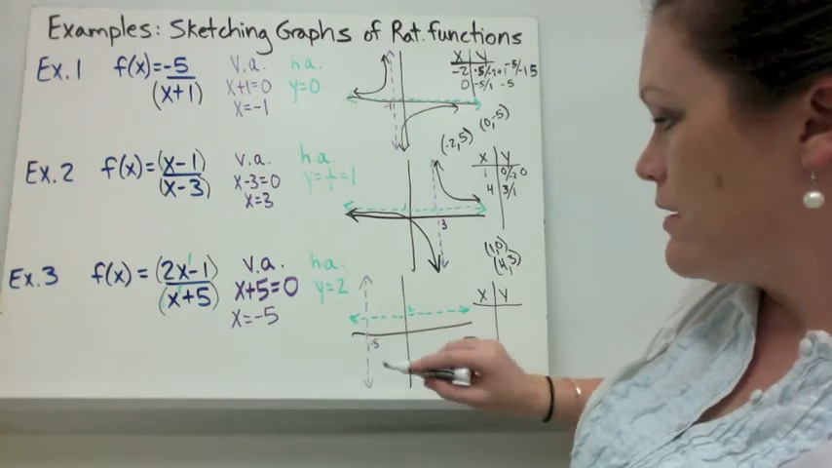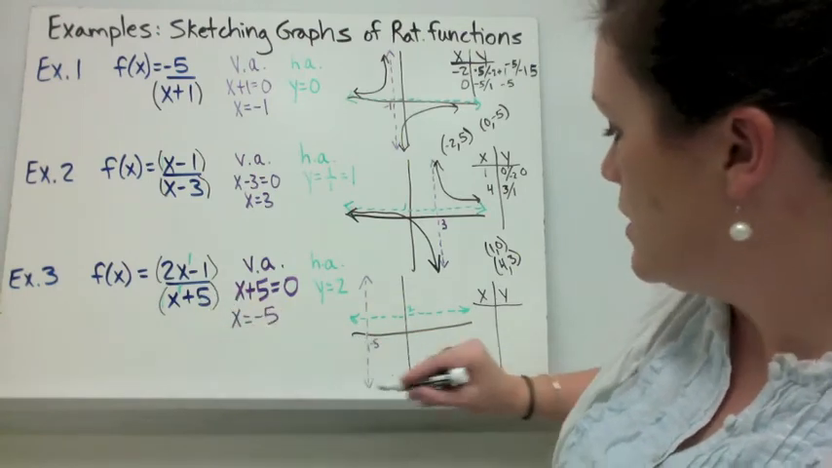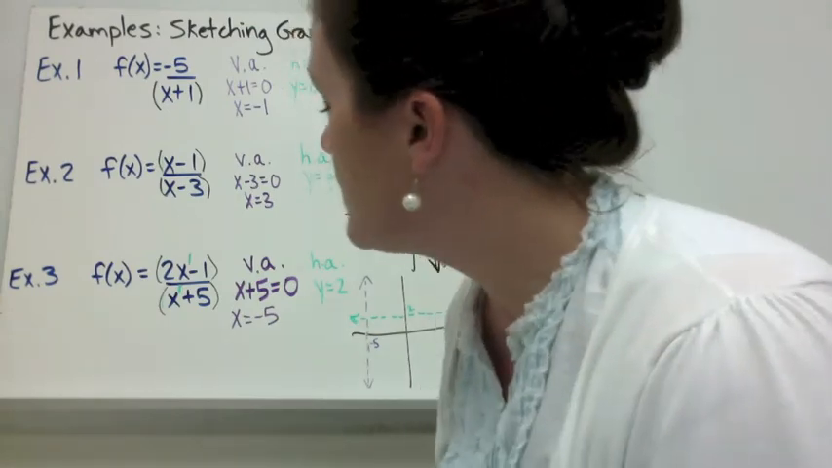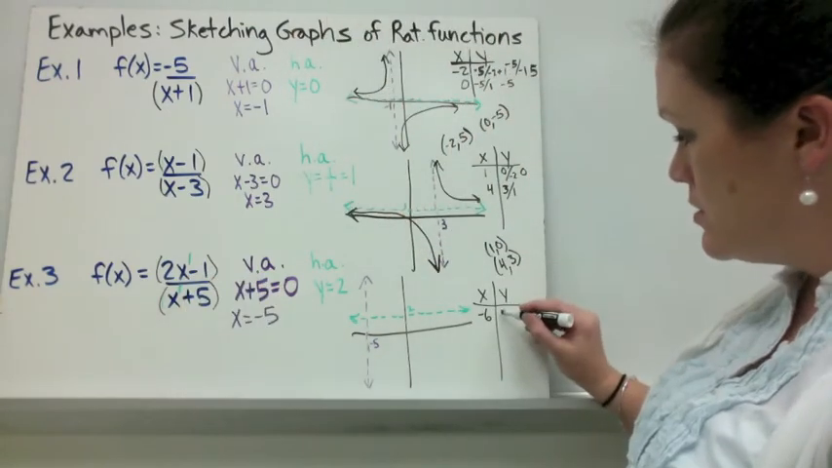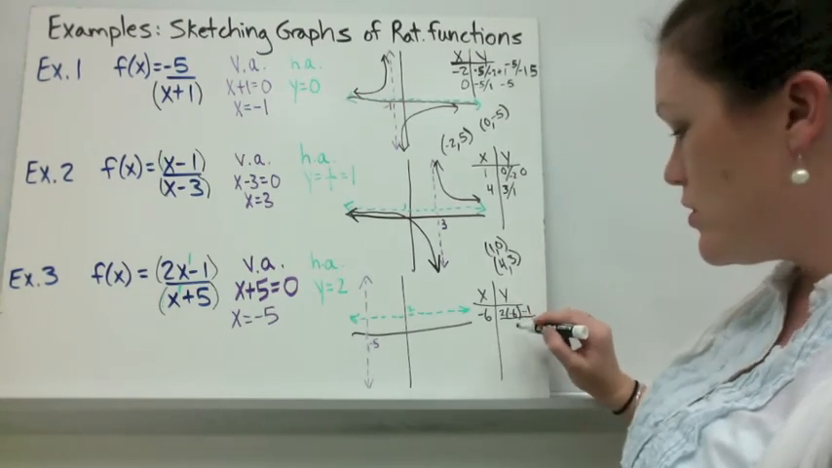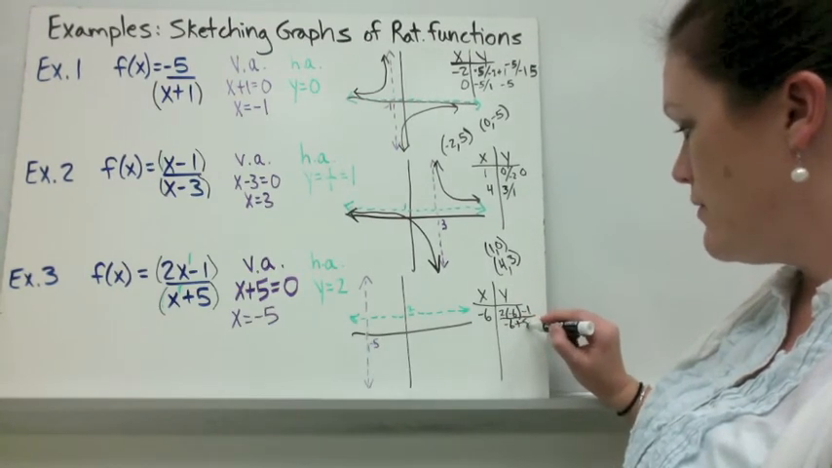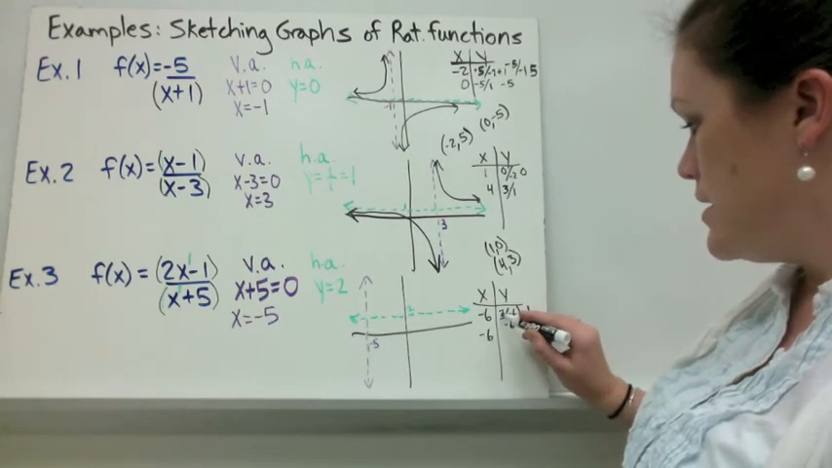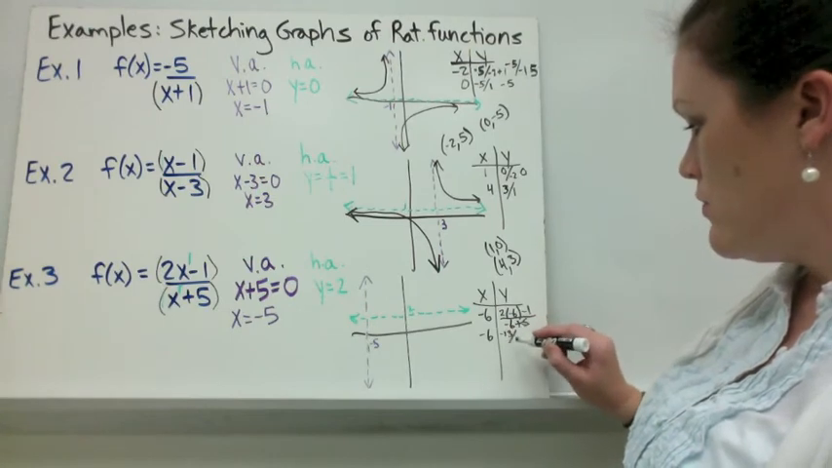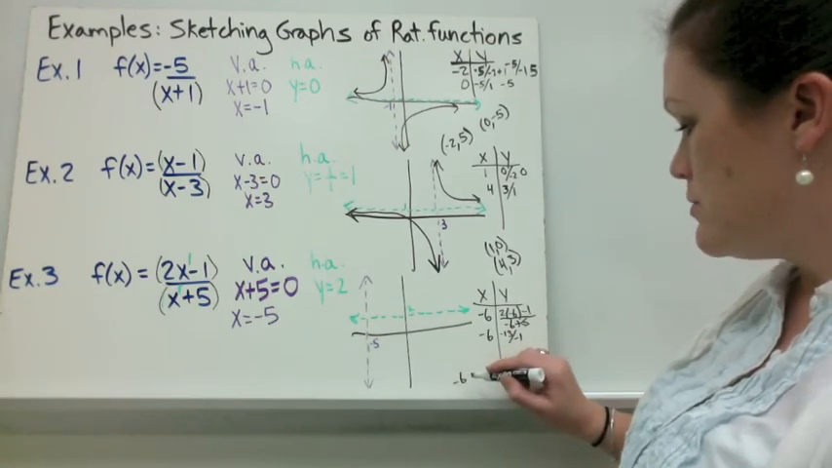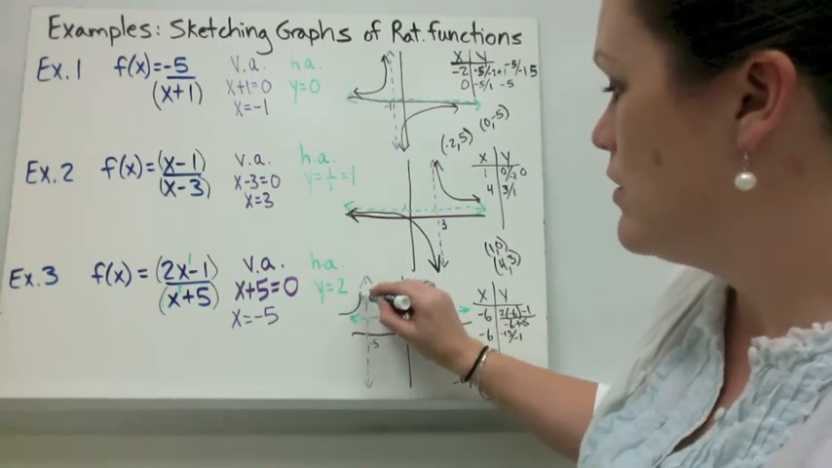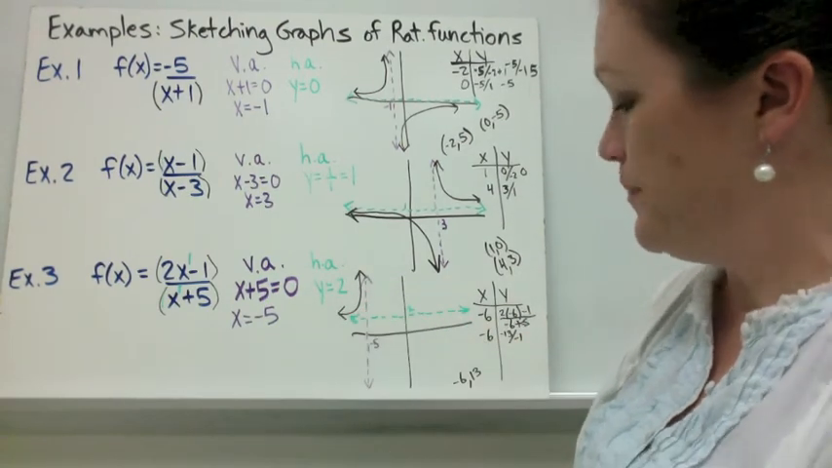So less than negative 5 would be, let's say, negative 6. So let's plug in negative 6. If I put 2 times negative 6 minus 1 over negative 6 plus 5, I'll end up with negative 12 minus 1, which is negative 13, over negative 1, which gives me positive 13. So that tells me my graph would be in this region.